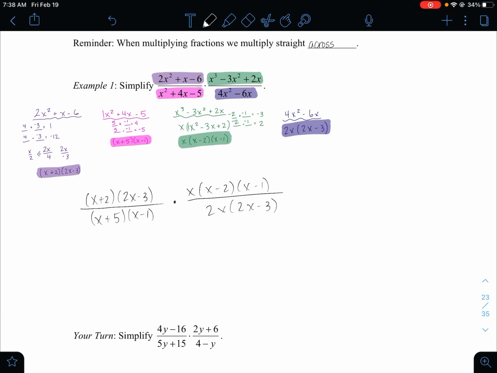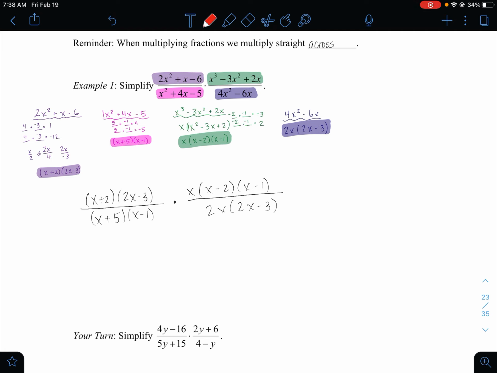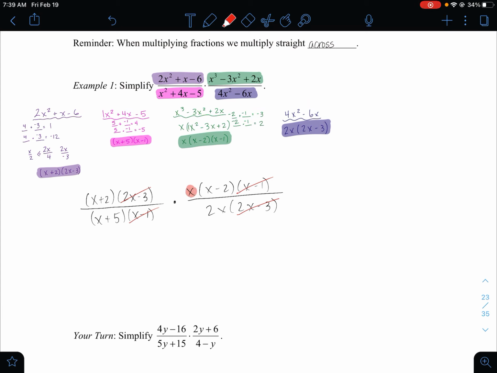From here, we could write this all as one fraction if we wanted to, but we can also just start to simplify from here. I see a 2x minus 3 in the numerator and a 2x minus 3 in the denominator, so those are gone. I see an x minus 1 in the numerator and an x minus 1 in the denominator. I also see, and this might be a little more tricky to see, an x here and an x here. So they're gone.